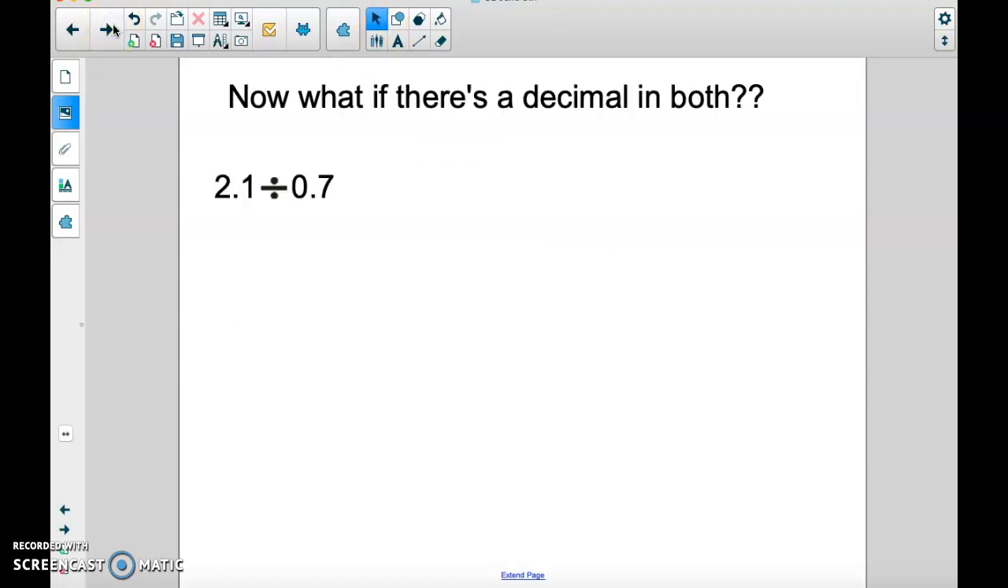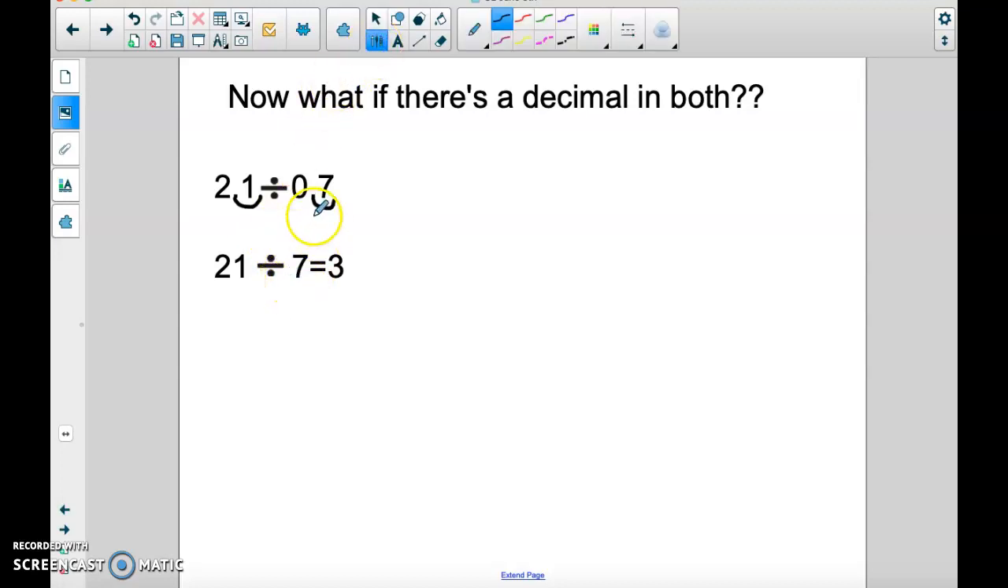Now, I want to talk about if there's a decimal in both. So if we have 2 and 1/10 divided by 0 and 7/10, same thing we've been doing. Bump them out. We make one jump there to bump it out and one jump there to bump it out. And so now it's 21 divided by 7, which we know is equal to 3. And here's the really nice thing about when it's in both. I don't have to do anything. This is just equal to 3.